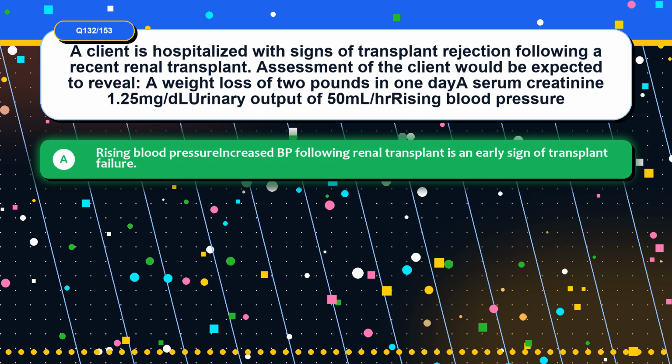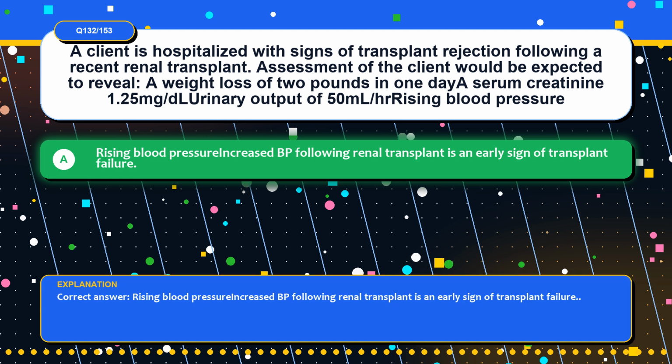The correct answer is option A. Rising blood pressure. Increased BP following renal transplant is an early sign of transplant failure.